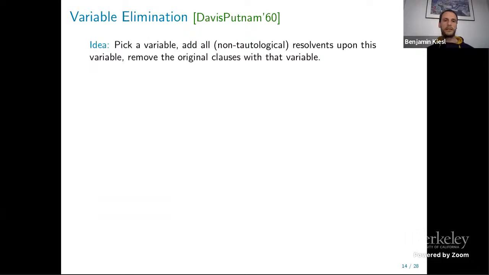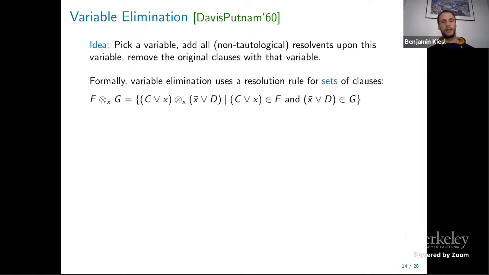The simple idea is you look at your formula, you pick a variable, and then you add all possible non-tautological resolvents upon this variable. Once you've done this, you remove the original clauses that contain the variable. And what you end up with is a formula that doesn't contain the variable anymore. And that's the basic idea.